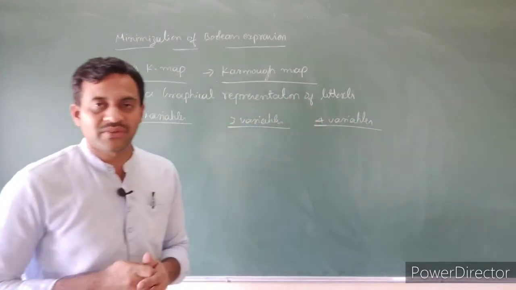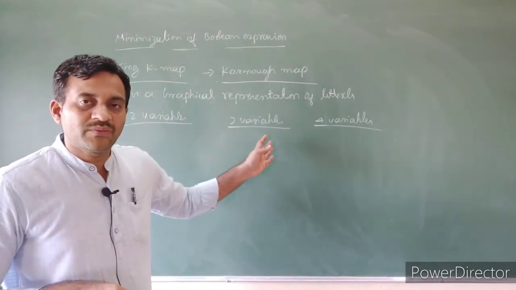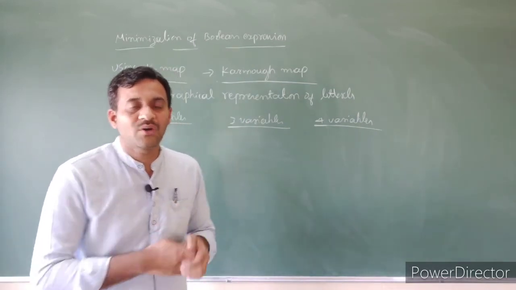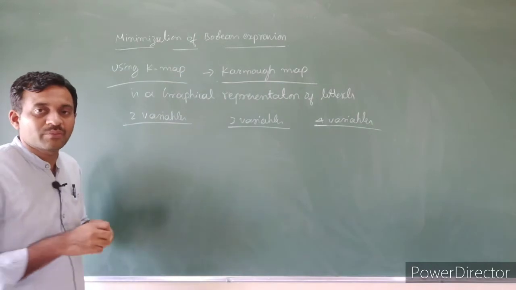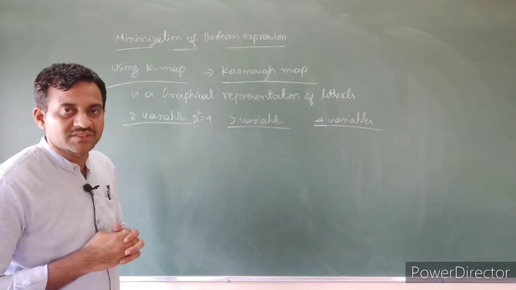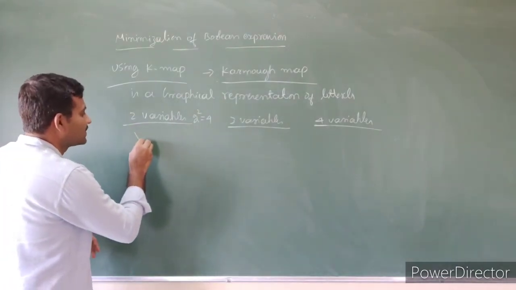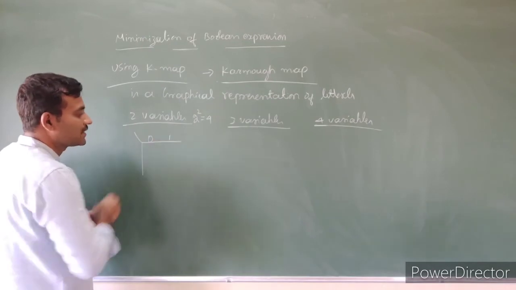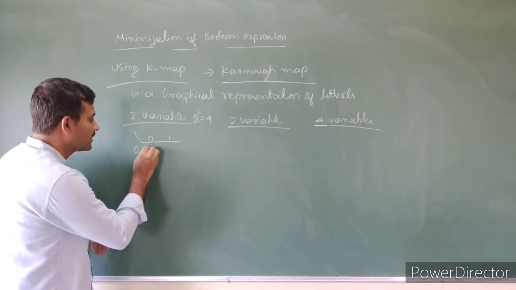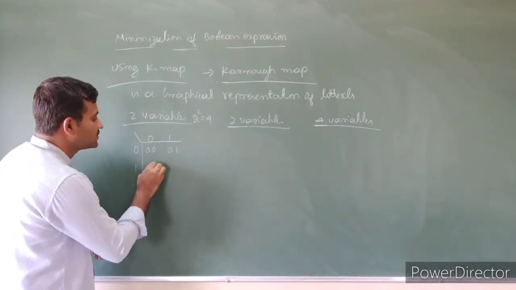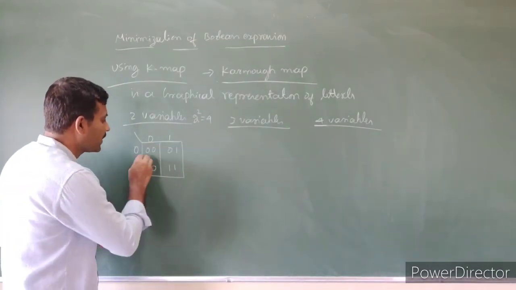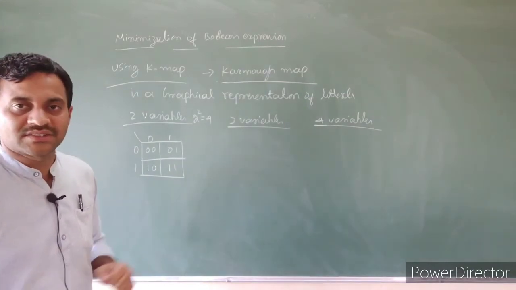To simplify the expression using K-map, we have to construct a graphical table. How to construct a graphical table? If it is a two variable map, then 2 raised to 2 gives 4 possible combinations. These are written like this: 0, 1 at the top, and another 0, 1 at the left side. Then the combinations are 00, 01, 10, 11. So these are the combinations. The K-map has rectangular cells.